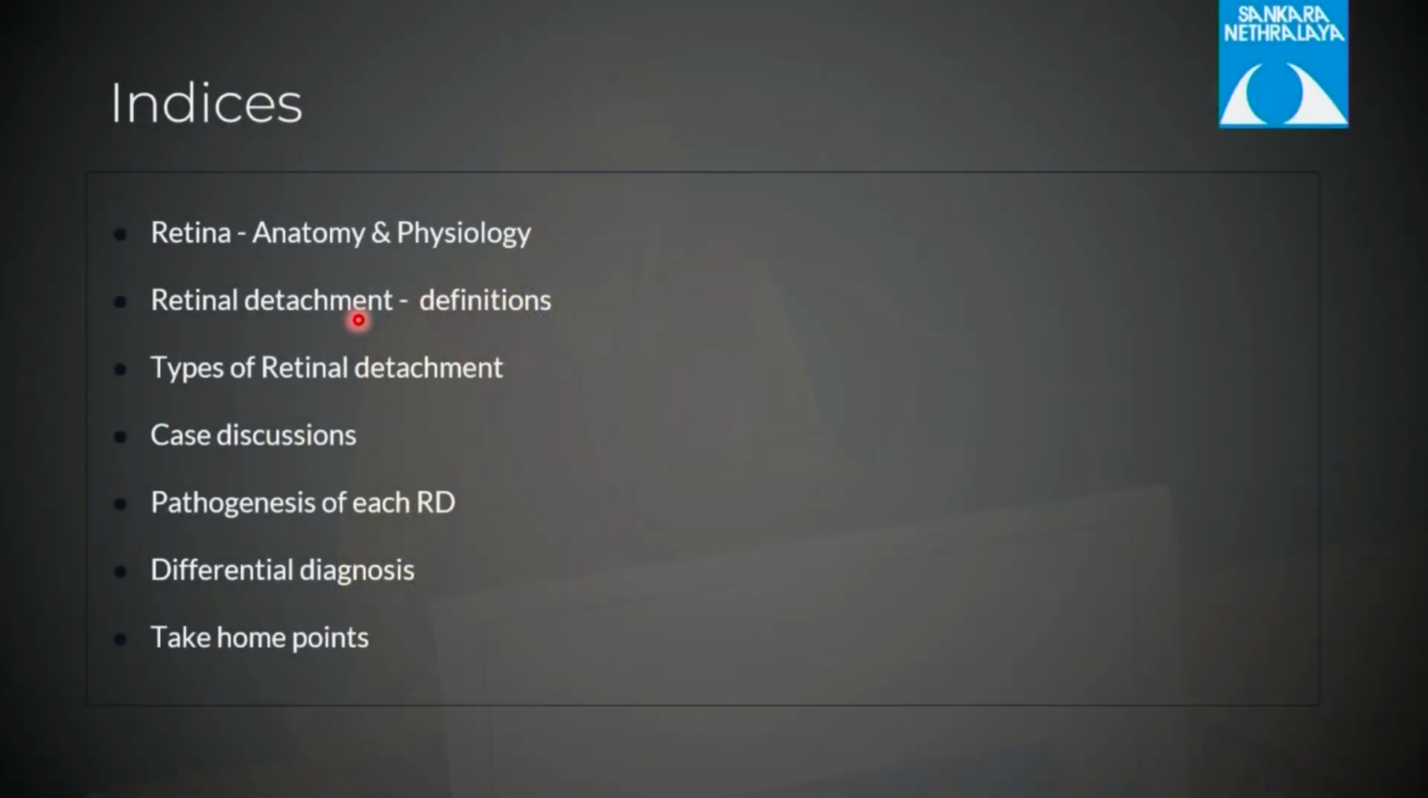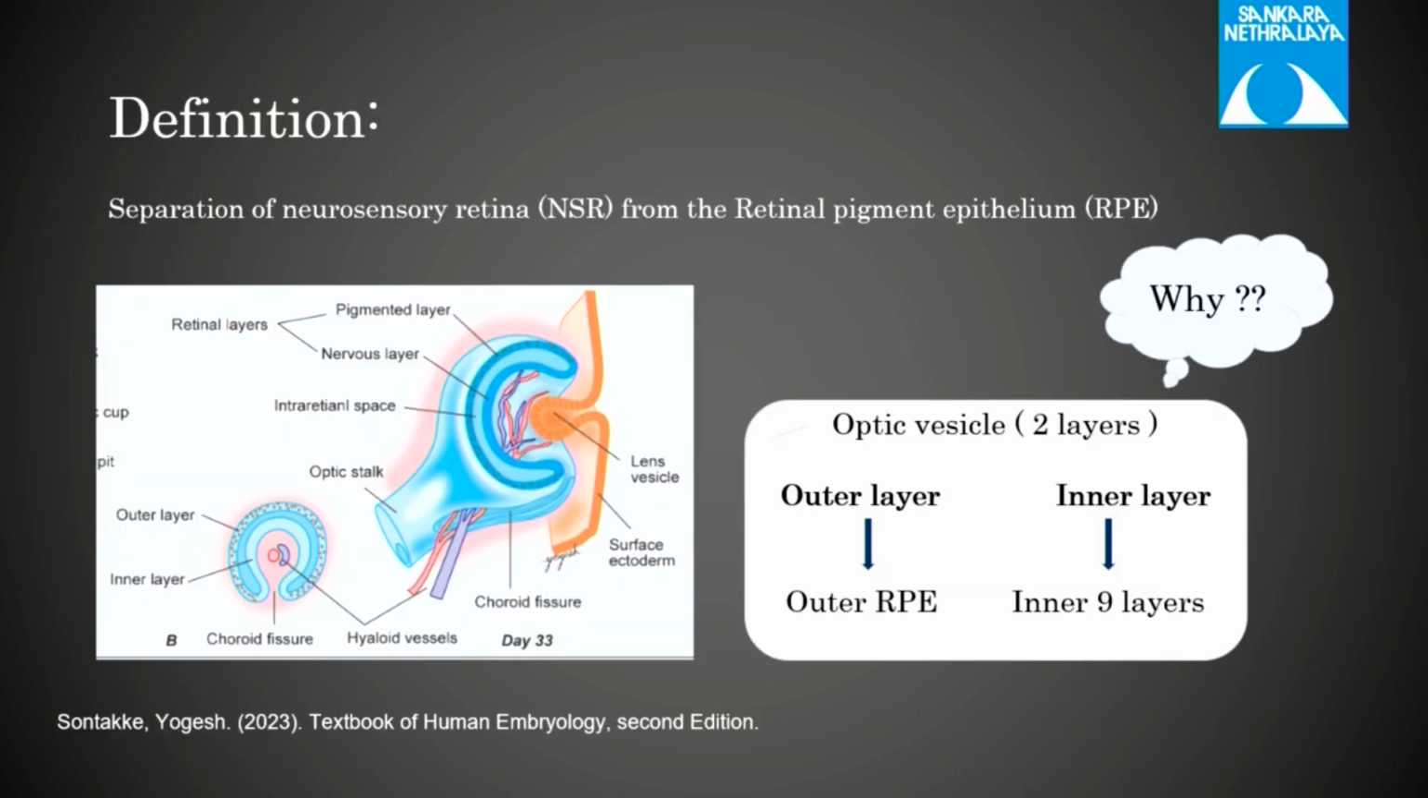The index of the class is a few points about the anatomy and physiology of the retina, the definition of retinal detachment, types of retinal detachment, a few case discussions about each type, the pathogenesis of each RD, and differential diagnosis, with some take home points. Now, about the definition of retinal detachment.